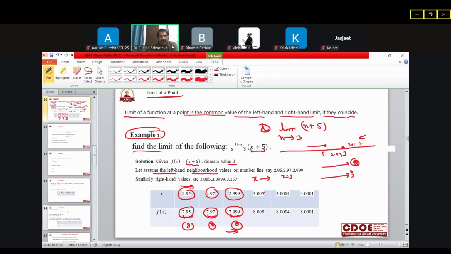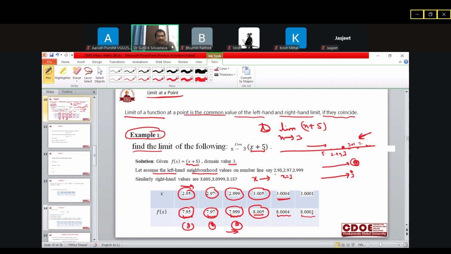The same concept applies when we move from the right hand side. We move towards 3 from the right hand side, when x approaches 3 from the right. Suppose we have x equal to 3.005. In that case, what is the value of the function? That is 8.005. When we put 3.004, the value is 8.004, and when we are very near to 3, that is 3.001, the answer is also very near to 8.